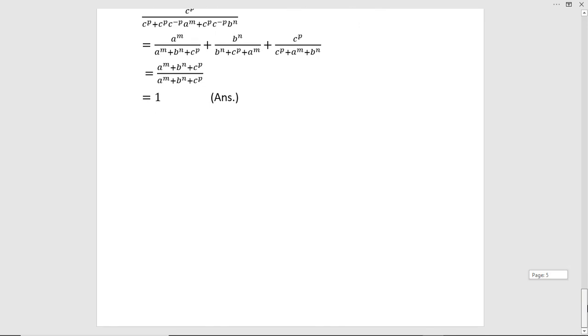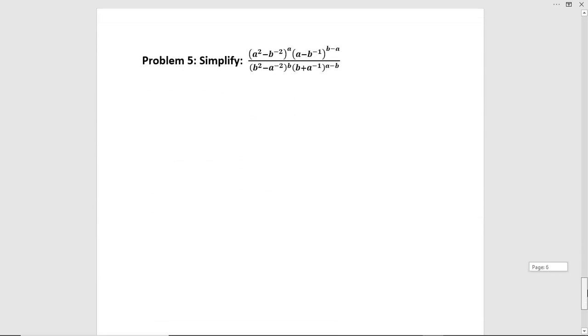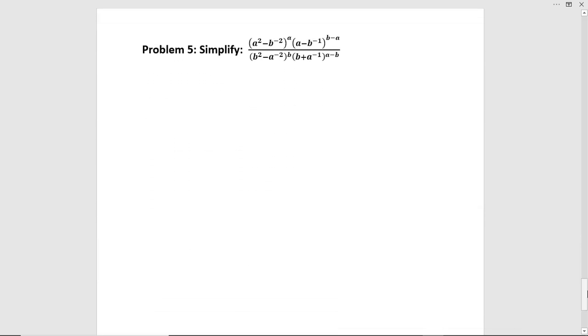Now we'll go for problem 5. Problem 5. Simplify this. We have an expression like this. We have to simplify.